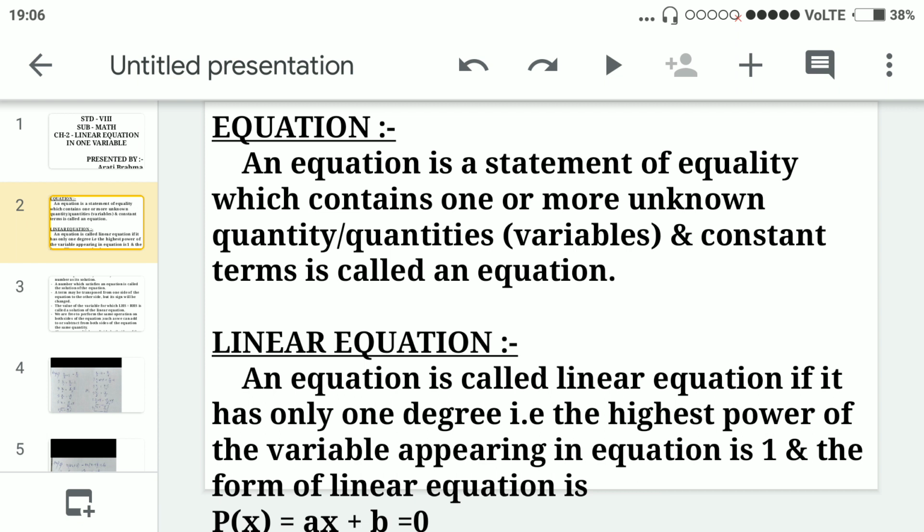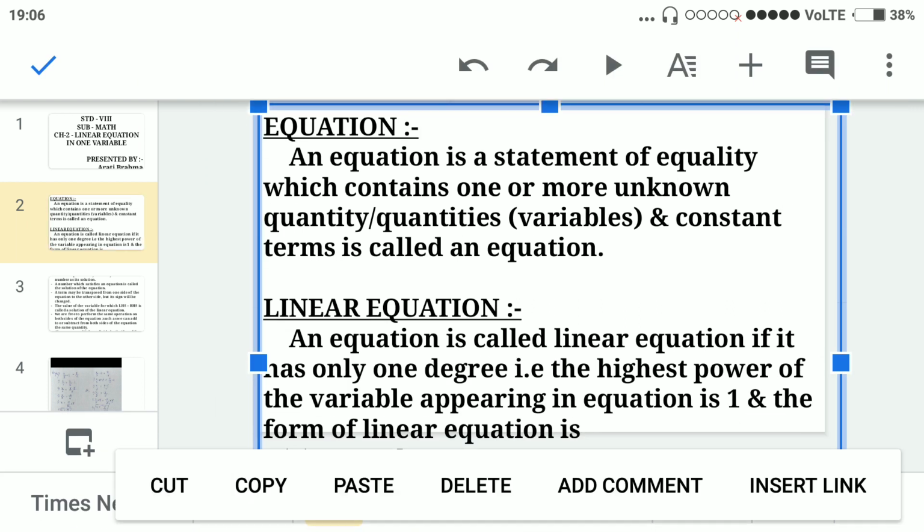Variable means what? Which varies. Like x, y, z, and every alphabet that is used as a variable, because the values of x, y, and z vary from one equation to another. That's why they are known as variables. And what is the meaning of constant? Constant means the value which remains the same. For example, 1, 2, 3, 4, all the numbers don't change for any variable or any equation. In any equation, if there is 2, it stands for 2 only. So the 2 is the same for any kind of equation.